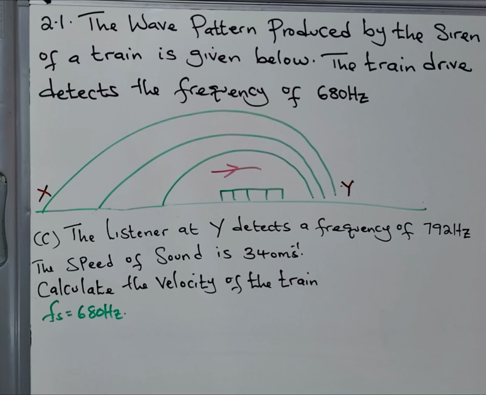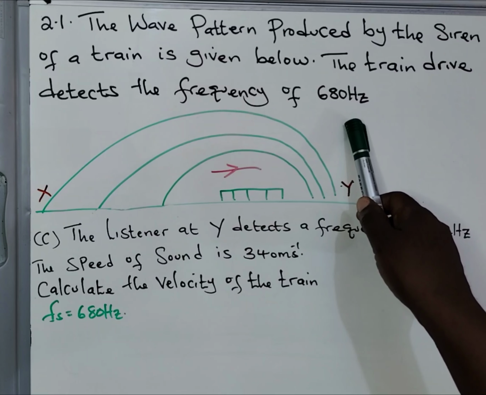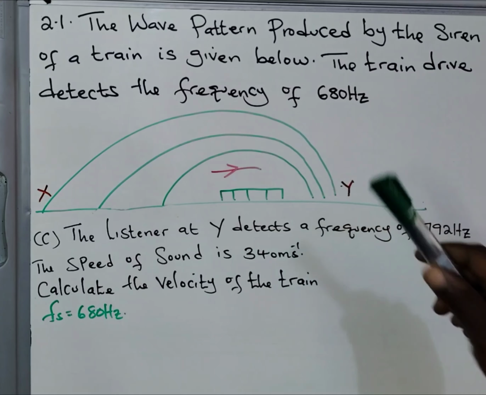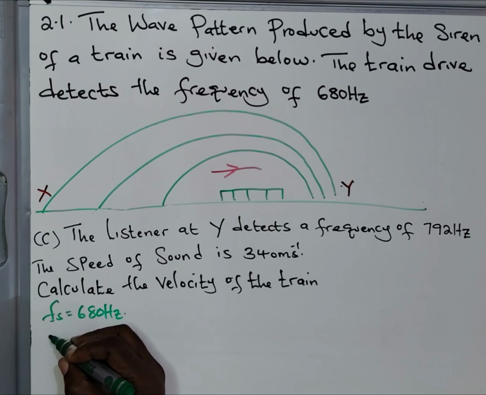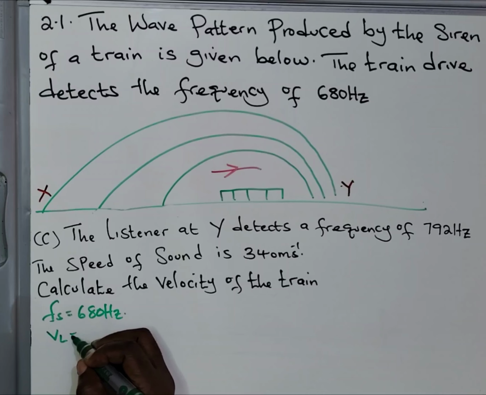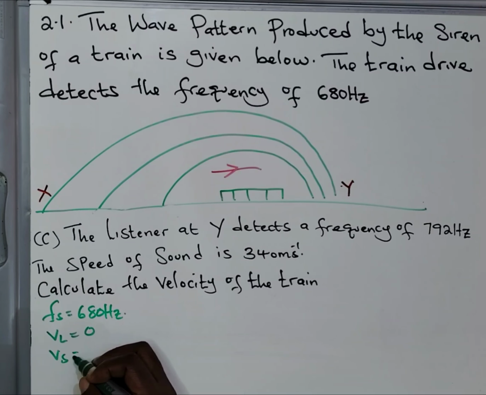Okay, how does it become the frequency of the source? We know that this is the frequency detected by the driver of the train, and the driver of the train is inside the train. So if he's inside the train, there is no relative motion between the driver and the train, so there's no Doppler effect. So the driver experiences the same frequency as the source. Okay, what else do we know? We know that the listener at Y is not moving. And we are looking for velocity of the train, which is the source.